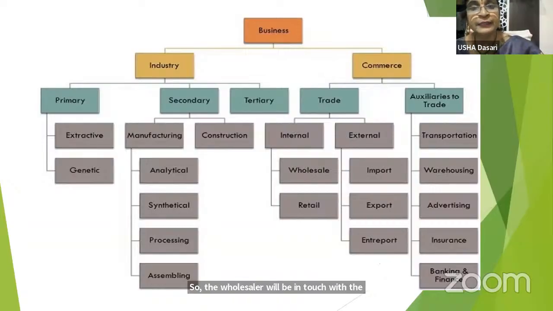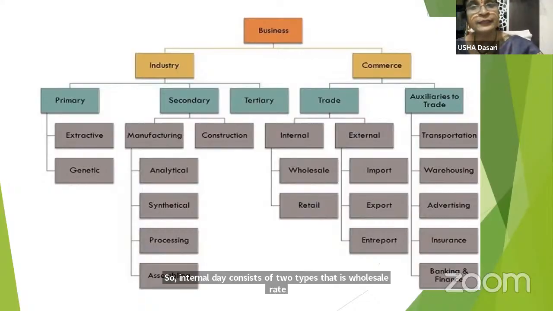Now come to the retail trade. Retail trade involves the selling of goods to the final consumers. That means the retailer is a person who first purchases the goods from the wholesaler and sells them to the consumer in small quantities. So internal trade consists of two types, wholesale trade and retail trade.